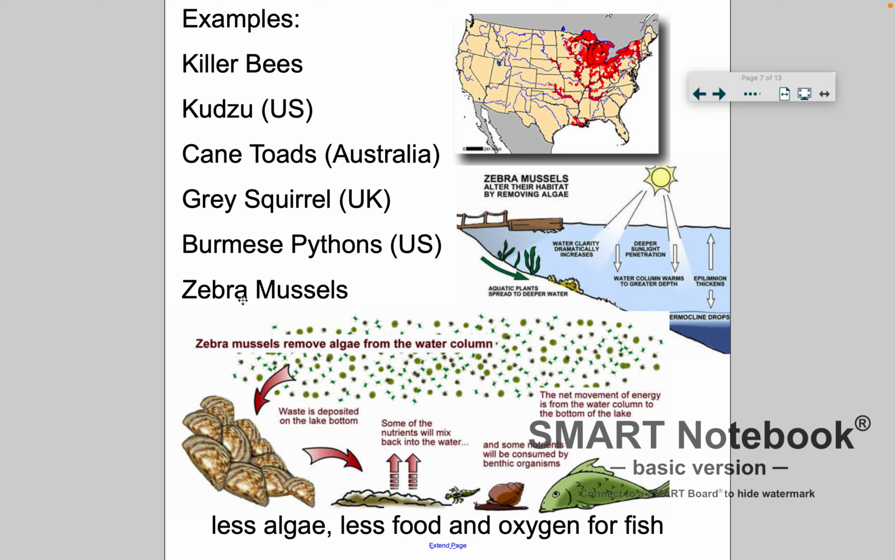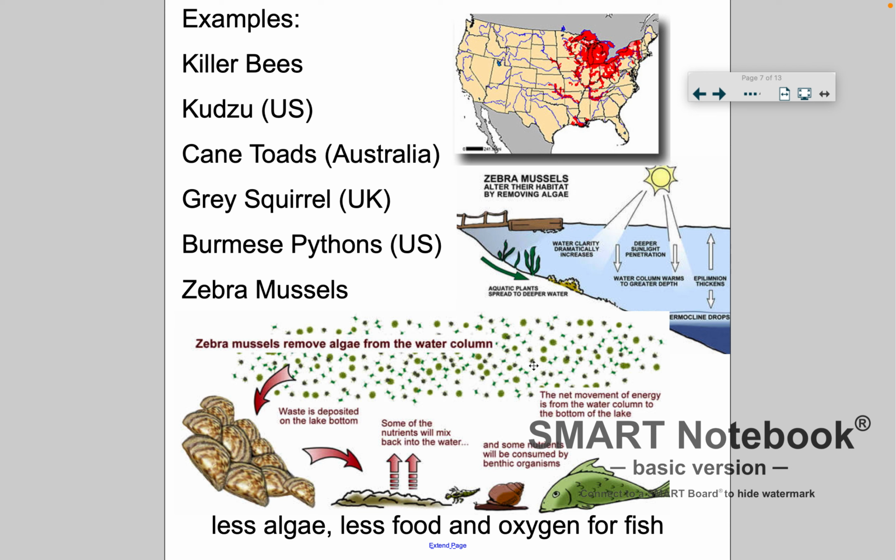Okay, so I'm going to talk a little bit about zebra mussels. So here you can see the map of zebra mussels. And what they do is they alter the habitat by removing the algae. Okay, so here is the sun, and aquatic plants spread to the deeper water. And now our water clarity is going to dramatically increase. Sunlight's going to penetrate deeper. The water column is going to warm to greater depths. And you don't really need to know those two things.